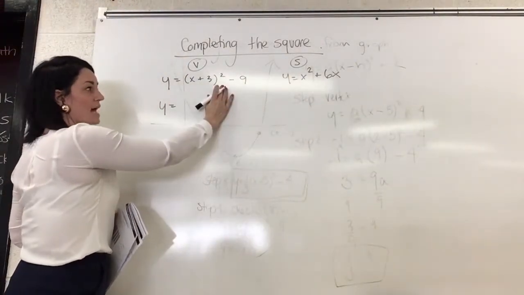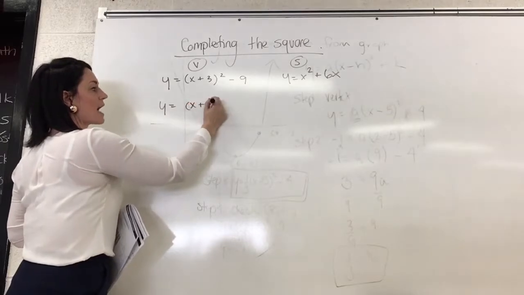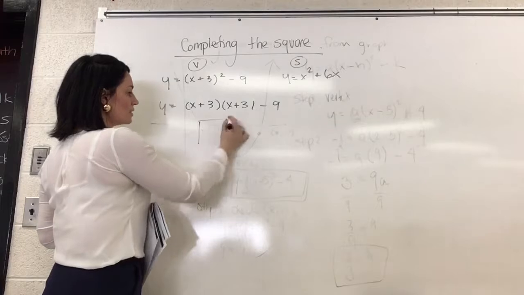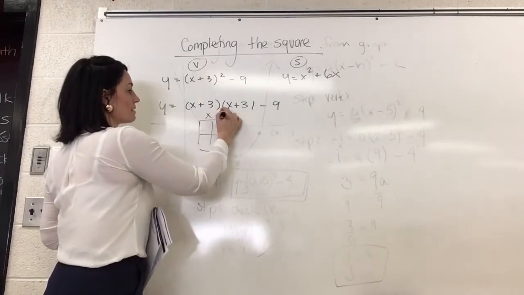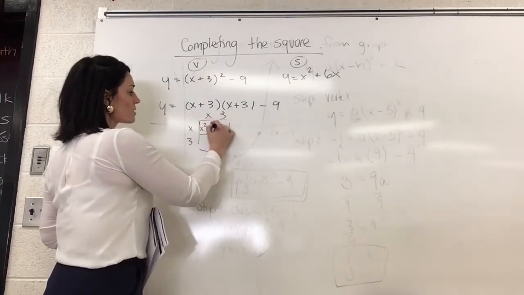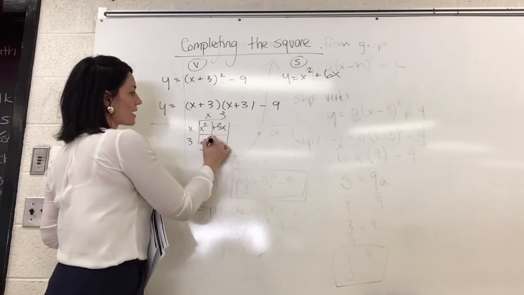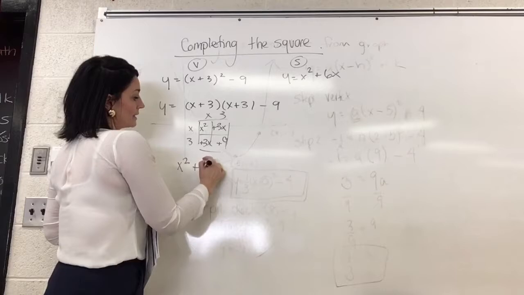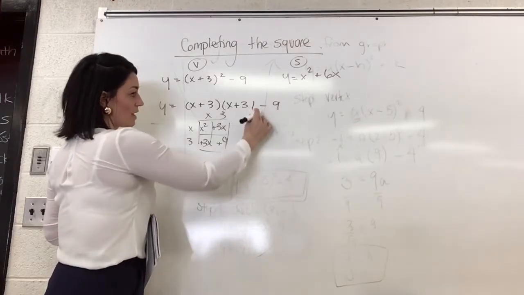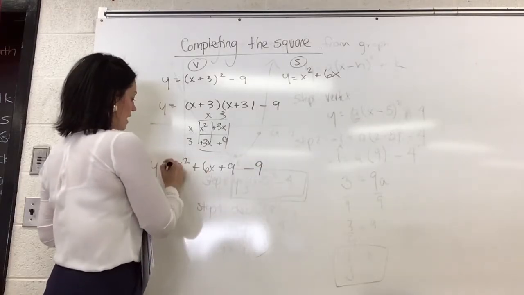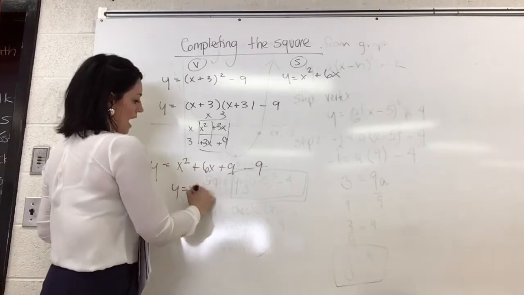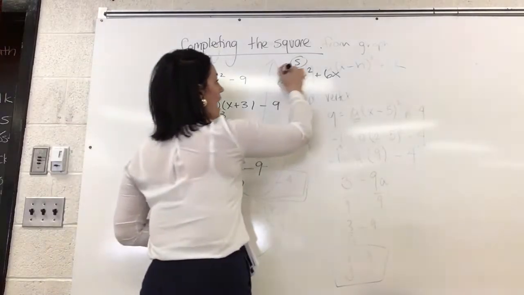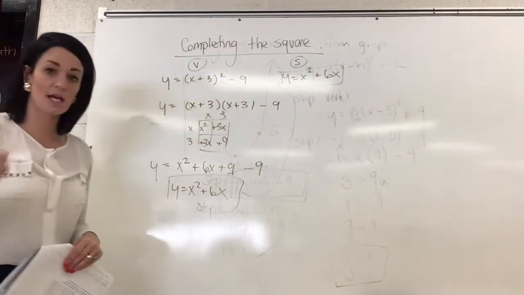So this (x + 3) squared is the same thing as (x + 3) times (x + 3), minus 9. I think most of you would use the box to expand this. So x squared plus 3x plus 3x plus 9. So this would be x squared plus 6x plus 9, and then we have the minus 9. So then the 9s cancel, and we end up with x squared plus 6x. So hopefully now you can see that this and this are the exact same equation.